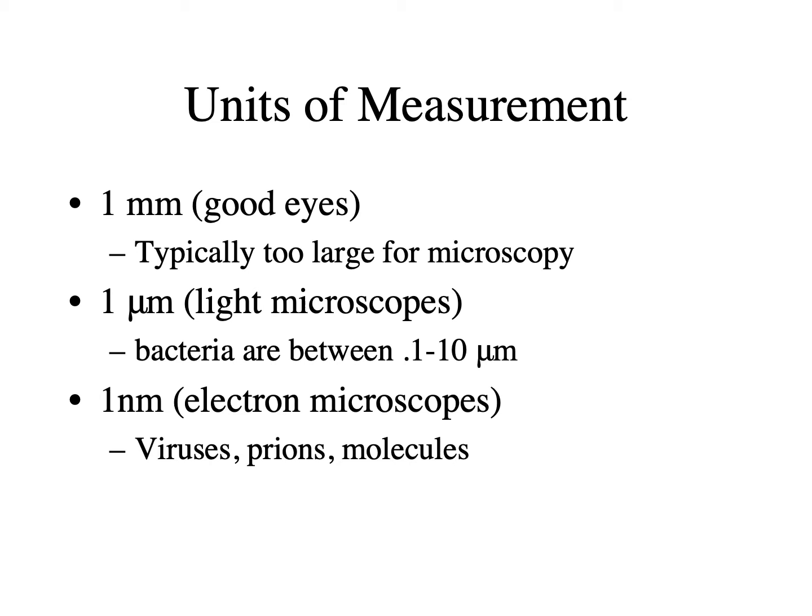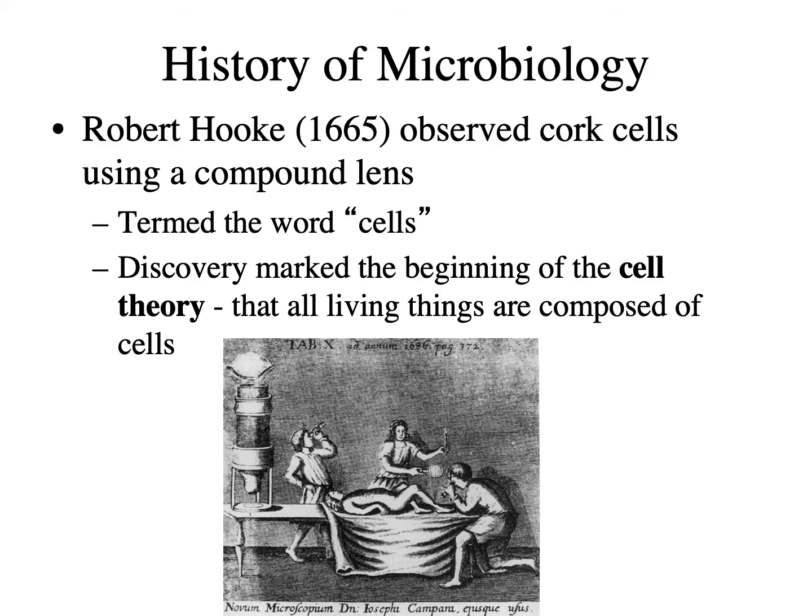But we also have some new crazy microscopes that allow us to see things that are smaller. A nanometer is a billionth of a meter, and things that are nanometer in size are like molecules, viruses, proteins. And we actually have some even fancier microscopes that I'll talk about in this lecture that allow us to see atoms.